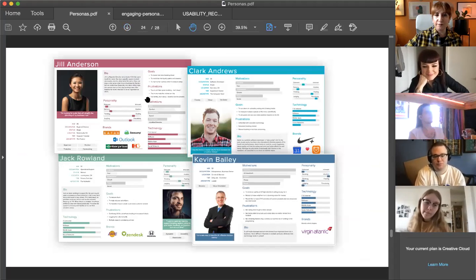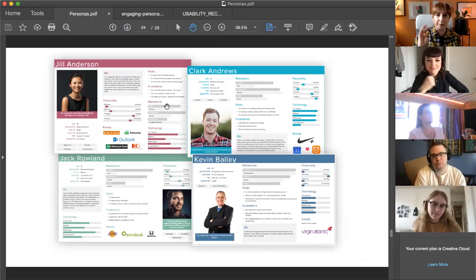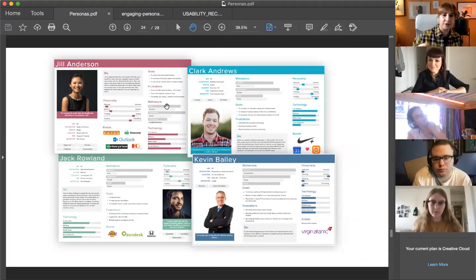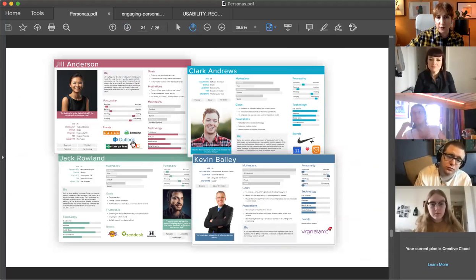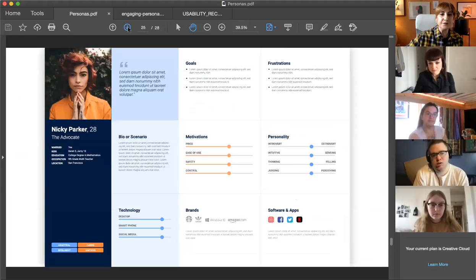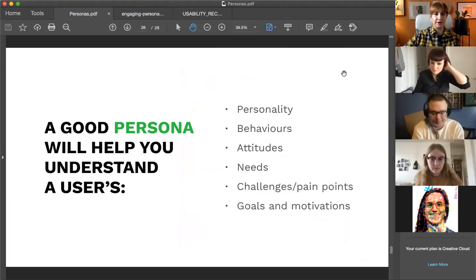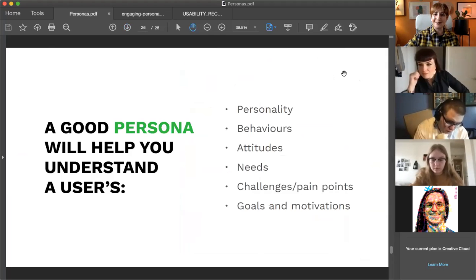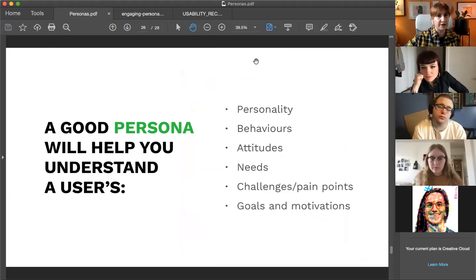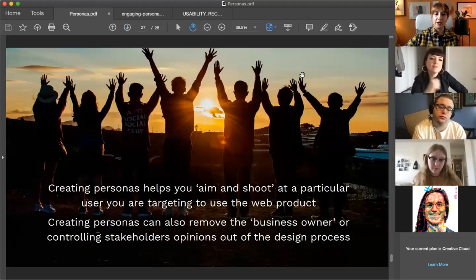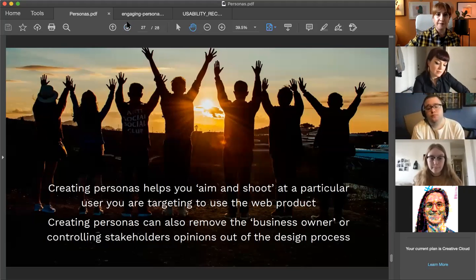What I do like a lot about most of these is they're bite-sized bits. So you're not focusing on reading a ton of information. You get to see things quickly and easily by looking at, oh, here are my 4 people, and this is where they all range on this. A good persona will help you understand a user's personality, behaviors, attitudes, needs, challenges, pain points, goals, and motivations. Creating personas helps you aim at a particular user you are targeting to use the web product. Creating personas can also remove the business owner's or controlling stakeholder's opinions out of the design process.